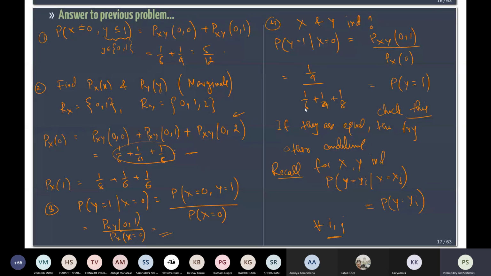I think with this I can stop. We will continue with multiple random variables in the coming classes. It might take 7-8 classes, because multiple random variables involve many things: sequences, vectors of random variables, the central limit theorem, the law of large numbers. A variety of things are there. We will continue with this in the next class.